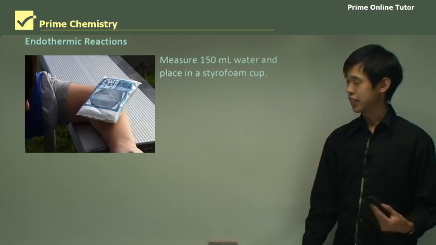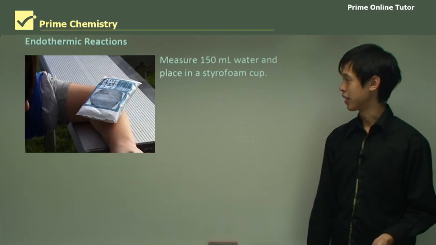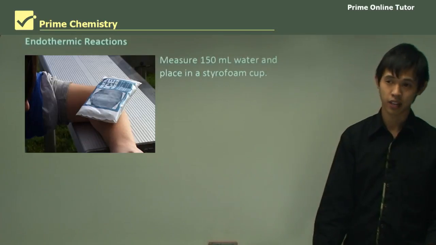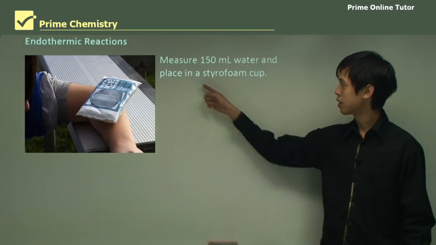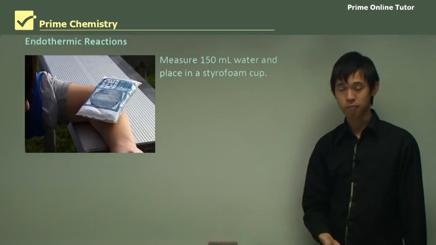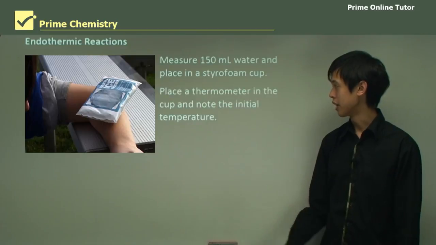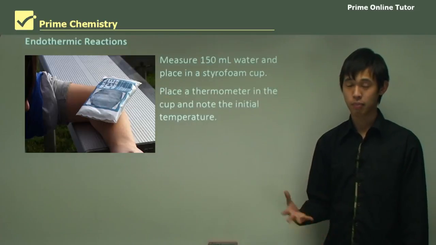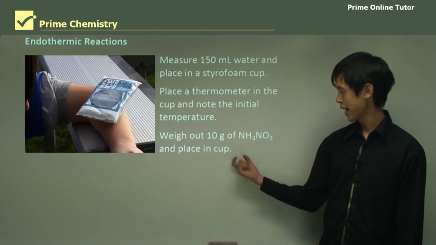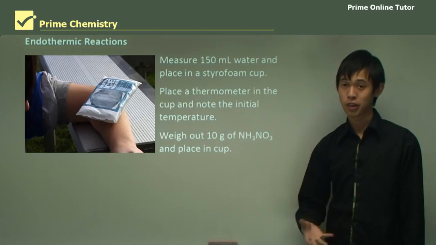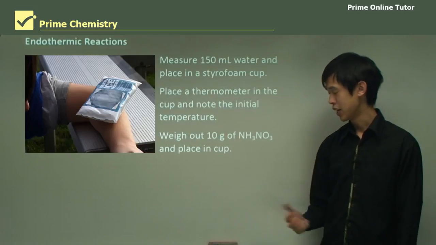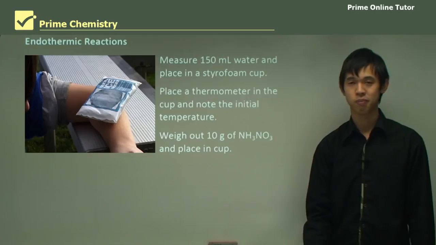In terms of what we're going to do, we'll do the potassium nitrate dissolution, or ammonium nitrate as well. If you measure 150 mils of water and place it in a styrofoam cup, same as before, then you place a thermometer in the cup and measure its initial temperature, again, same as before. Weigh out 10 grams of ammonium nitrate. Ammonium nitrate is our dissolution chemical at this point. And you place that in the cup as well, just like before, just like the salt.